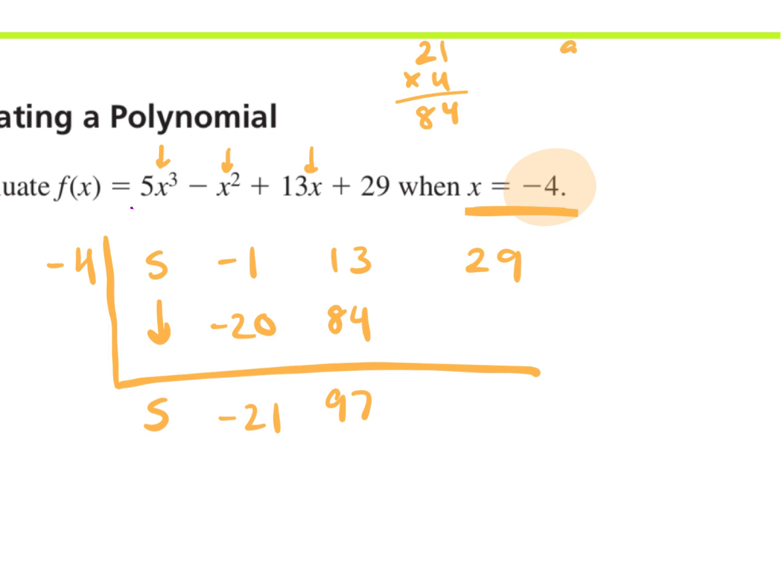97 times negative 4. 7 times 4 would be 28. That gives negative 388. And negative 388 plus 29 is negative 359. Negative 359.